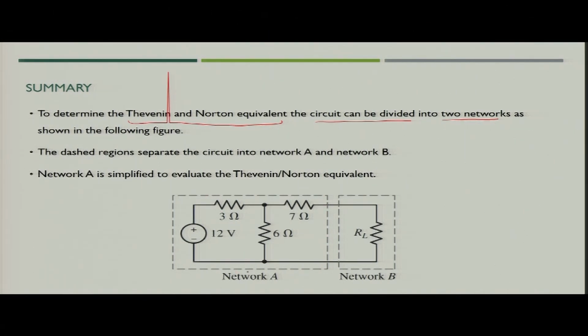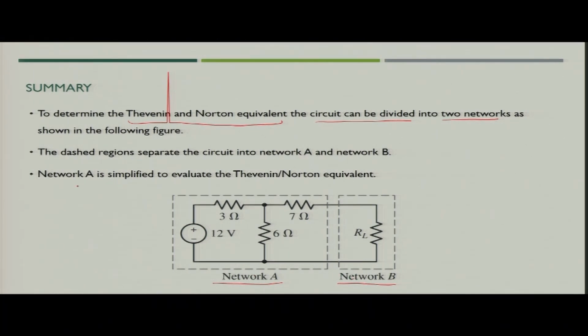You can say this section is network A, and where you see the load or the resistance, of your interest to find out the value of either voltage or current, that would be separated from the main circuit, and it is called network B. So, you can divide the whole circuit into two parts, one is network A, another is network B.